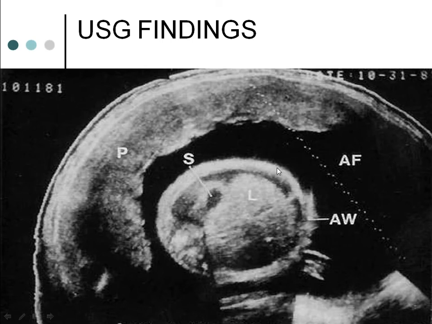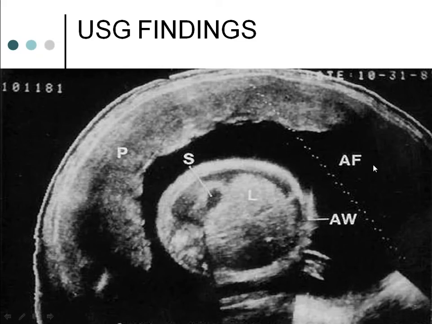The other thing you are seeing is this is the abdomen. This is the abdomen of the fetus. You can see the skin is thick. This is the spleen. This is the liver. Okay, and this is the water around it, amniotic fluid, which is increased.